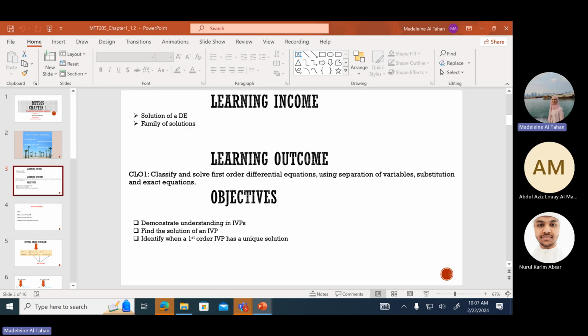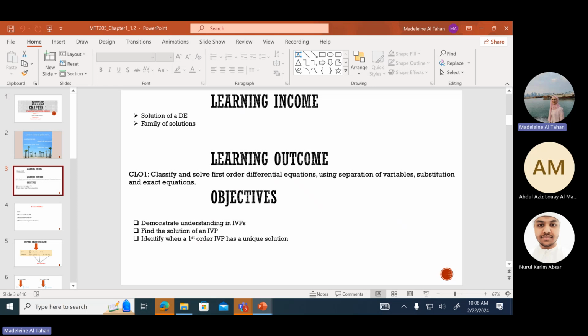In order to understand this section, we need to understand what's meant by solution of a differential equation. Already we talked about it. And family of solutions, also we talked about it. Again, family of solutions, if it's order 1, how many parameters should we have? If it's order 5? We're still in the same learning outcome, which is related to chapters 1 and 2.